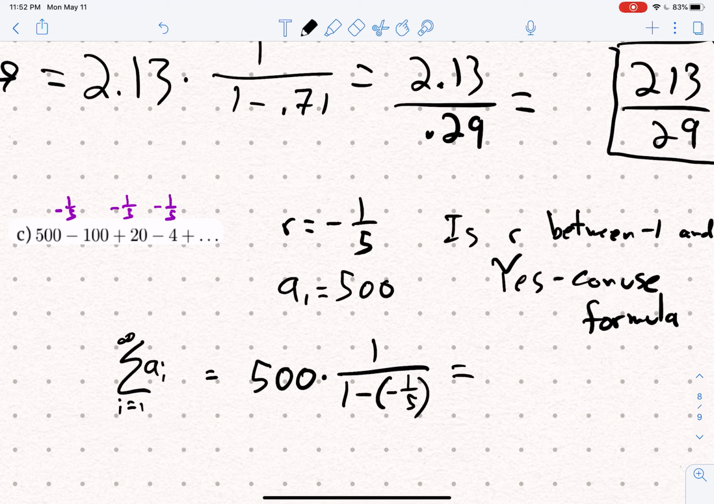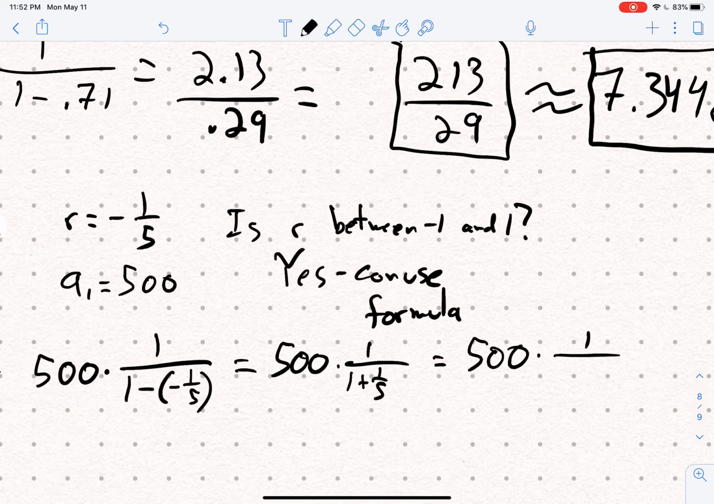That's 500 times, on the top we have 1, on the bottom we get a common denominator. The 1 becomes 5 over 5 plus 1 over 5, which is 6 over 5. And then we flip that 6 over 5 up to the top and make it 5 over 6 and multiply. So 500 times 5 over 6. I guess we also multiply by the 1 that was on the top of that fraction, but that doesn't change anything, that disappears. So 500 times 5 over 6, which is 500 times 5 is 2500 over 6.